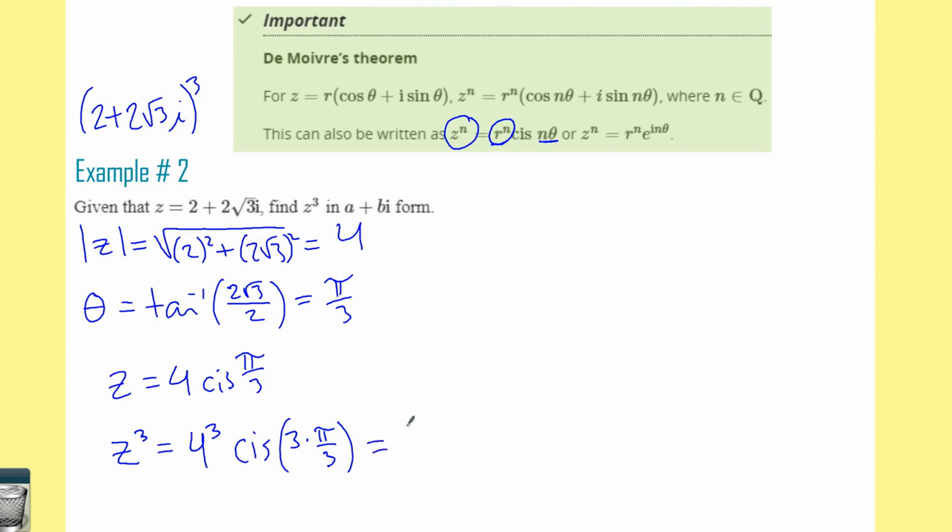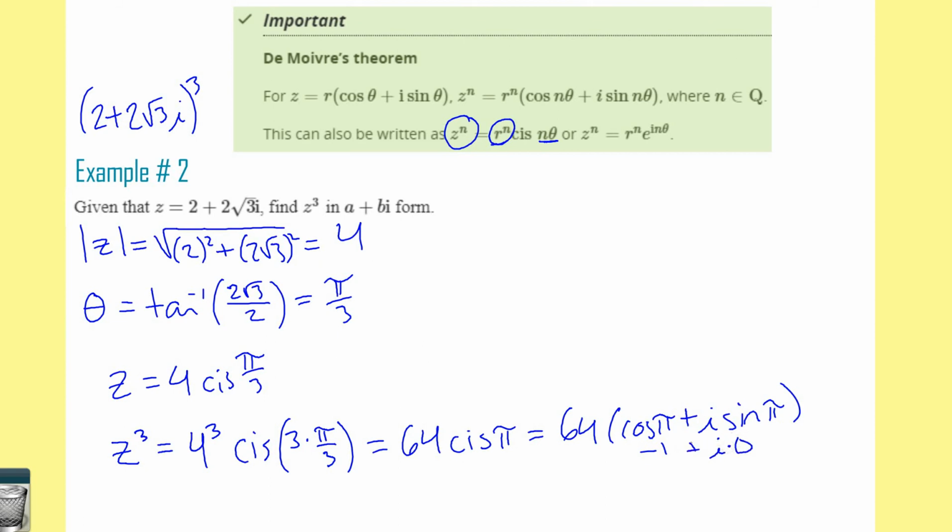Hopefully that's making sense. So this would be 64 cis pi. So that's just 64 times cosine pi plus i sine pi. And hopefully we remember at pi, this would be negative 1 and this would be 0. So 64 times negative 1.